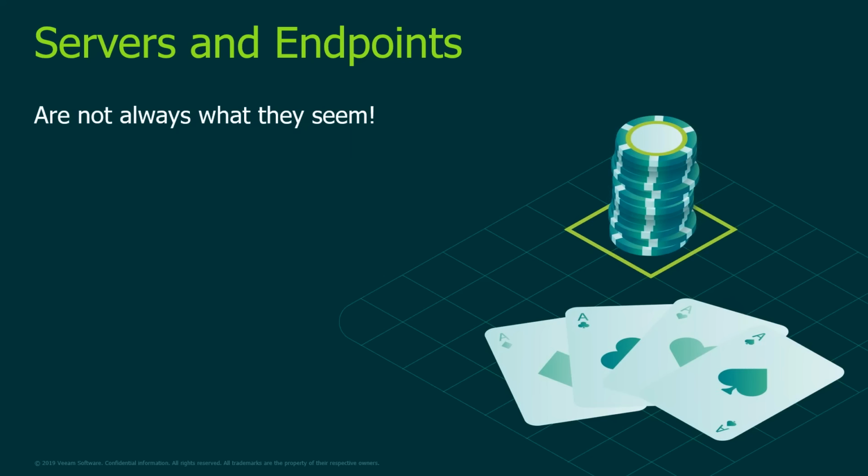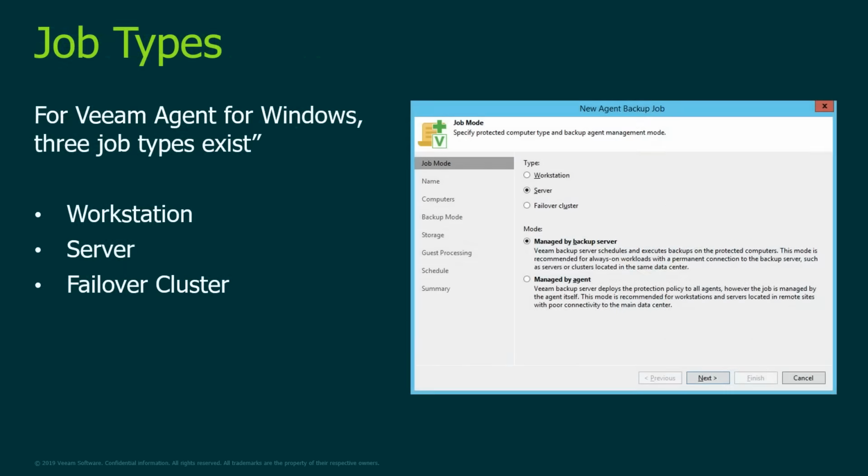So my advice here is make sure that you have a good understanding of what you're backing up so that you can make sure that if it's a server or an endpoint, it's backed up correctly. And the big difference is around file system indexing and application consistency. So do your best to have good knowledge of your data so that you don't have surprises like that. And the good news is that Veeam has built these different types of jobs. These three types of jobs are a workstation, server, and a failover cluster.